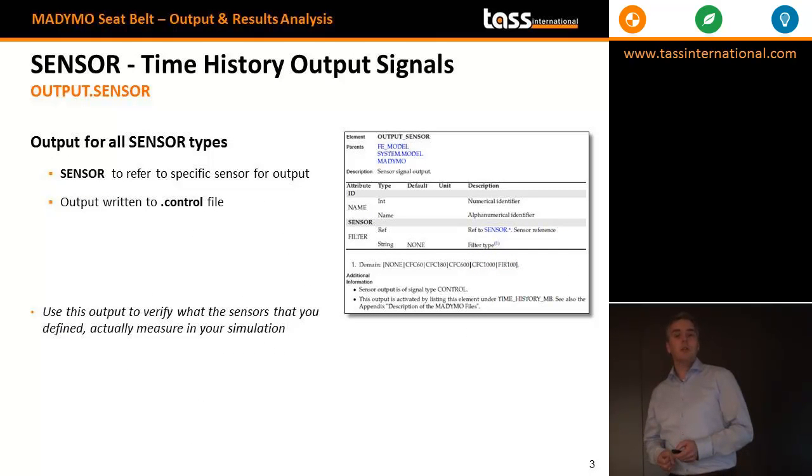Sensor output can also be defined. For that you use output.sensor. The output.sensor that you have defined will be written out to your .control file.